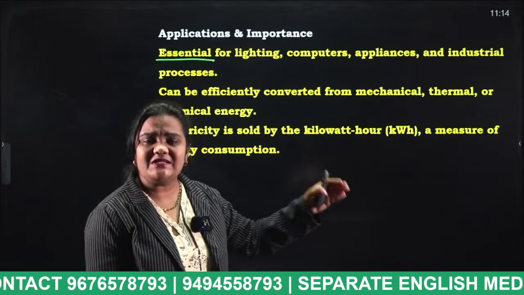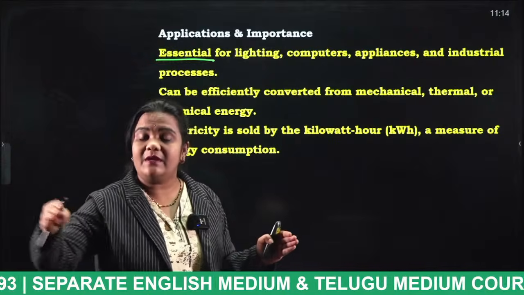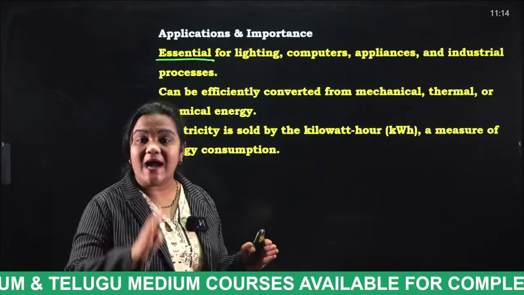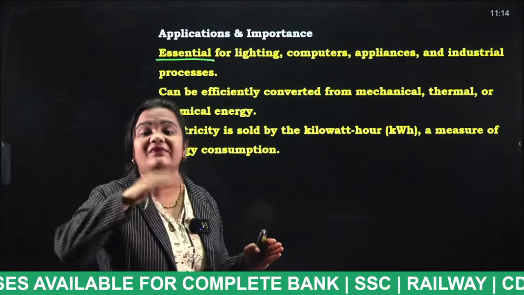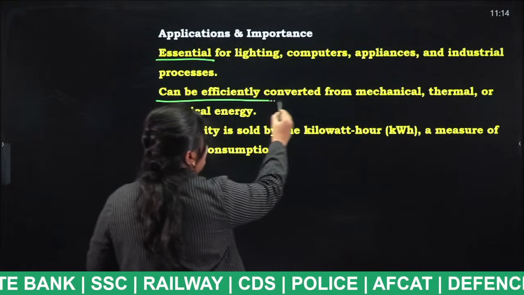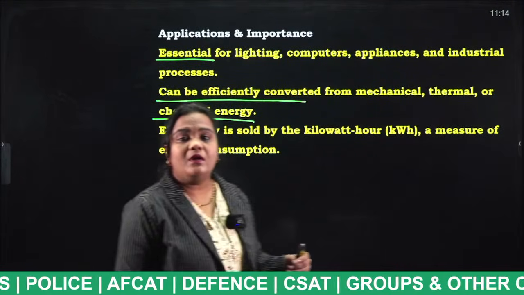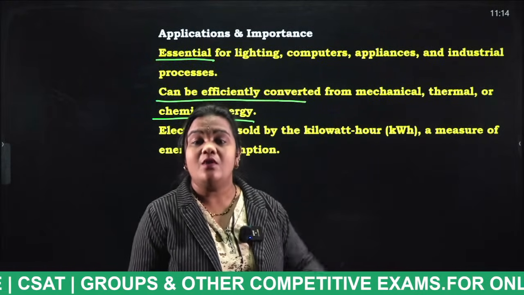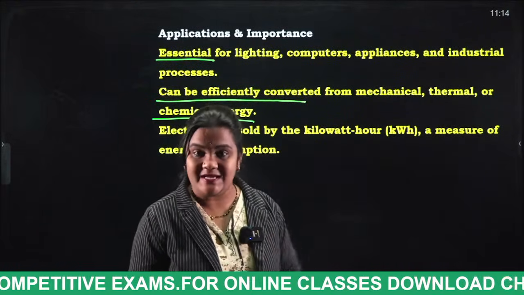What is the difference? I have explained already. In direct current, the direction of current will be uniform, and when it comes to alternating current, the direction of current will not be uniform, so that it differs at each and every point. Next, electricity can be effectively converted from mechanical, thermal or chemical energy. For example, take the cooler. What is happening there, students? Electricity is converting into mechanical energy.